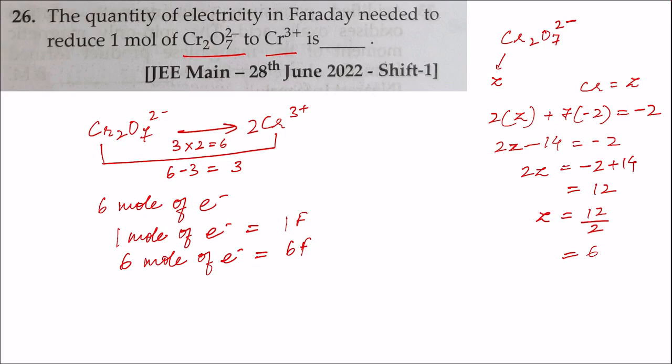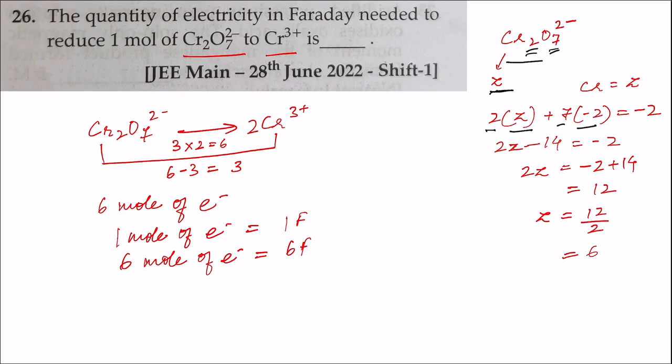So first of all let us find out the oxidation state of chromium in Cr2O7 2 minus. Let the oxidation state of chromium in Cr2O7 2 minus be Z. So Z is the oxidation state of each chromium atom. How many chromium atoms are there in Cr2O7 2 minus? 2. So here it will be 2 into oxidation state of each chromium atom plus 7, number of oxygen atoms is 7, multiplied by oxidation state of each oxygen atom, that is minus 2.